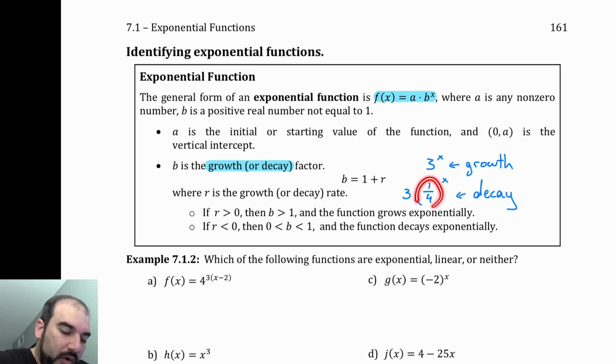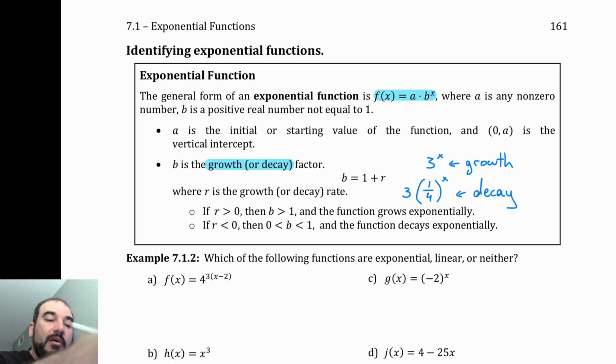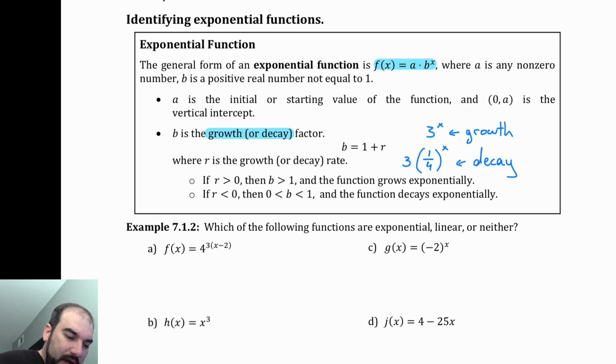But if you take 1/4 and you line up a bunch of 1/4 multiplied together, that's going to make things smaller. So if I start with 3 and then I multiply by 1/4, it gets smaller. If I multiply by 1/4 again, it gets smaller again. So as we increase this x, this 1/4 is going to compound and make this number get smaller and smaller. That's why it's called a decay function. So the b solely decides whether it's a growth or a decay function. So that's what the b does.